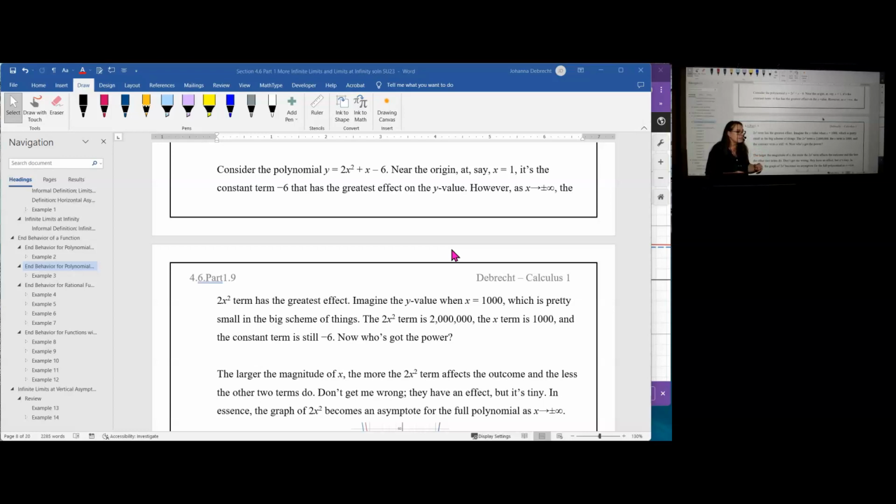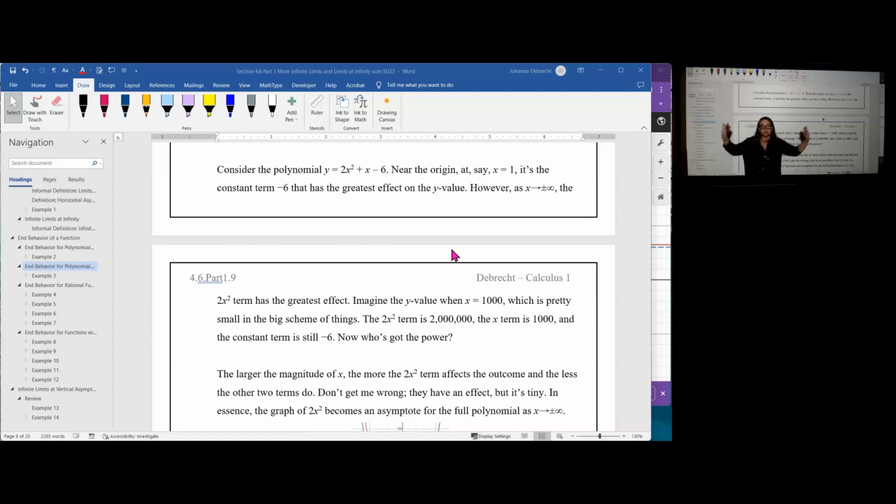However, as we go to positive infinity or negative infinity, what happens to the effect of each term? Let's say we go to a medium-sized number like 1,000, which really isn't very big in the grand scheme of things. If we plug x equal 1,000 into the first term, we get 2 million. The middle term becomes 1,000, and the constant term stays negative 6. Now, who's got the power?